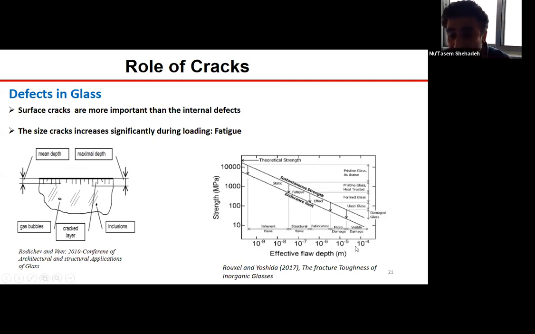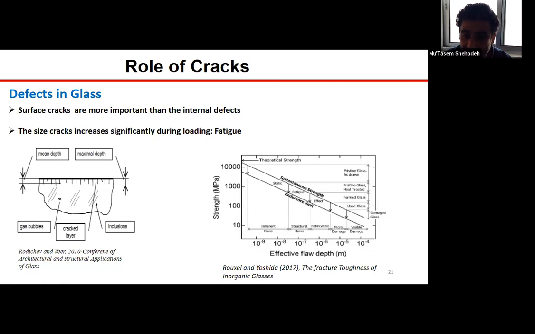And what you see here on the x-axis is the size of the crack or the flaw. So when the crack size is in the order of a nanometer, that's 10 to the minus 9, the strength can be in the order of a few gigapascals up to maybe 10 gigapascal. When it is in the order of a micrometer, that's 10 to the minus 6, the strength drops to only a few hundreds of megapascal.